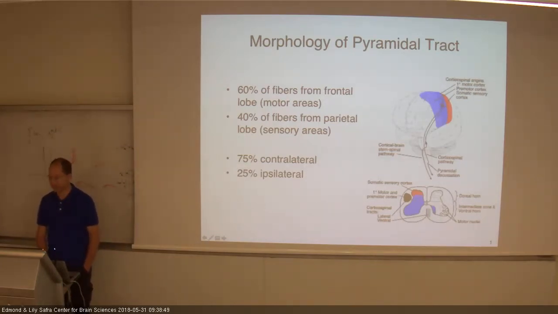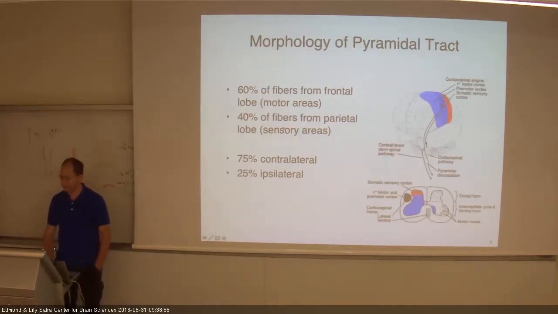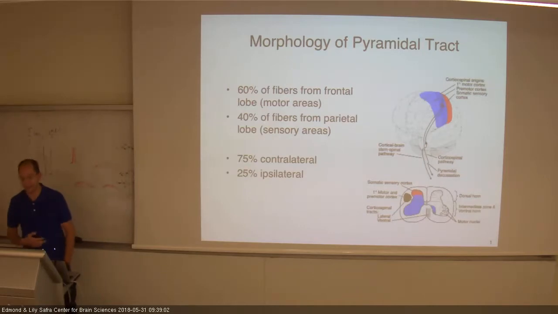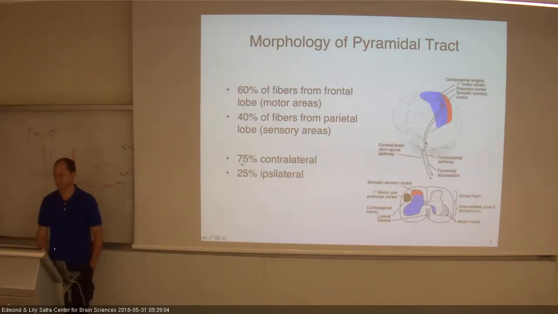So 60% come from the frontal lobe, but 40% come from parietal, for example, as you can see here in the sensory area, in the pyramidal tract. So we think of it as the motor pathway. It's not just a motor pathway, or for sure not a direct motor pathway.